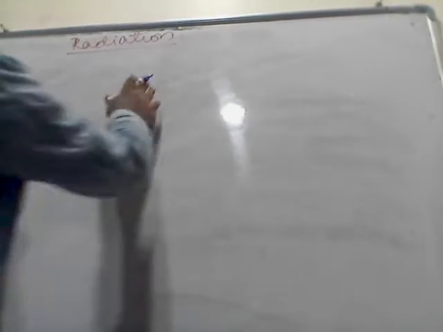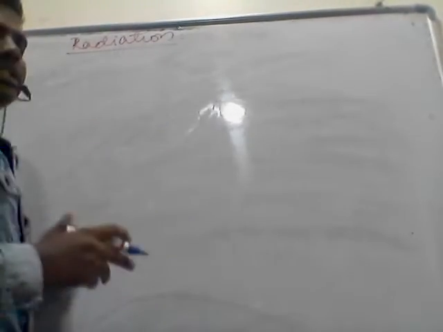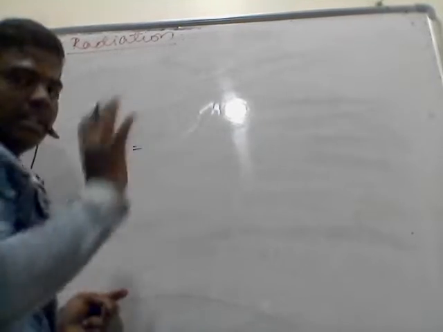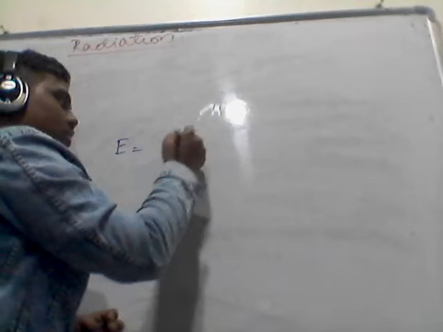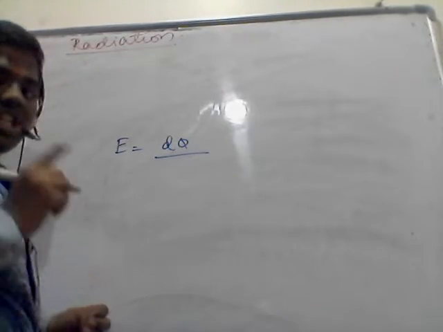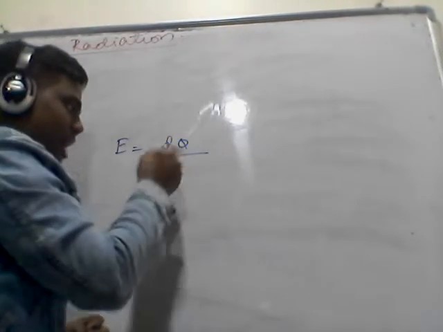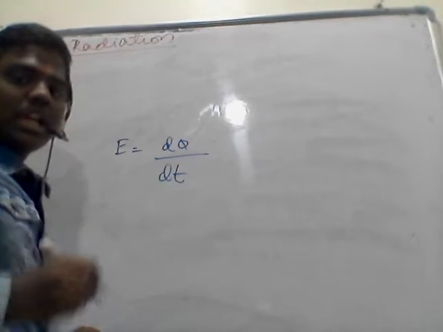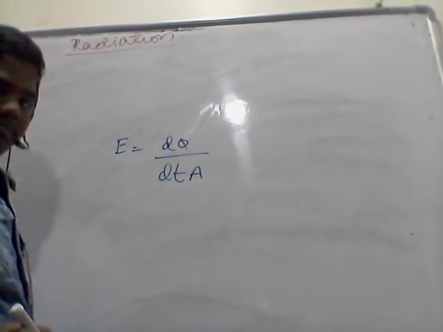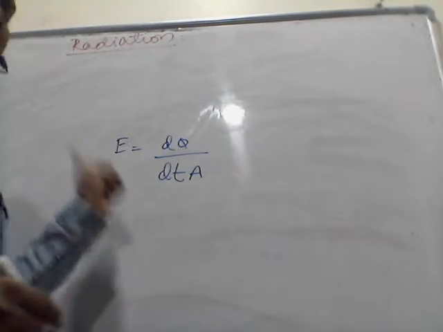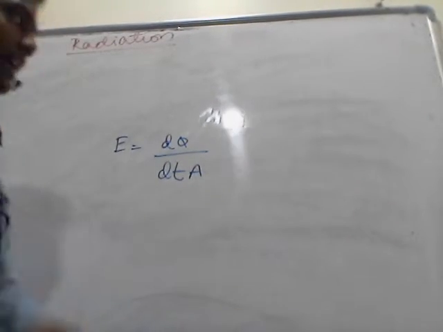Now the basic formula that is given to calculate the energy in the radiations is energy is equal to dQ, change in the heat, by dt, change in the time, into area. This is the basic fundamental formula that we are going to use here.